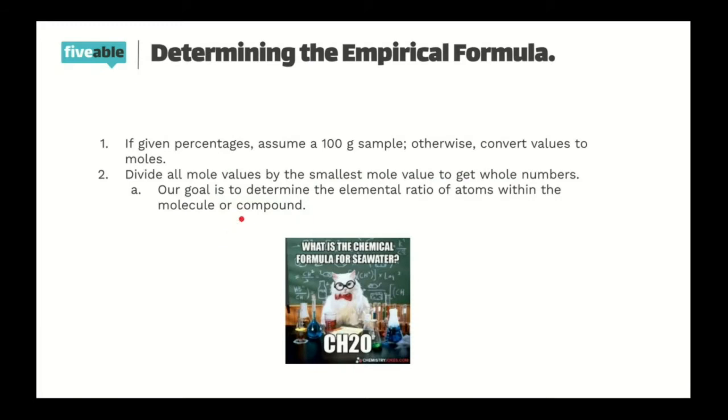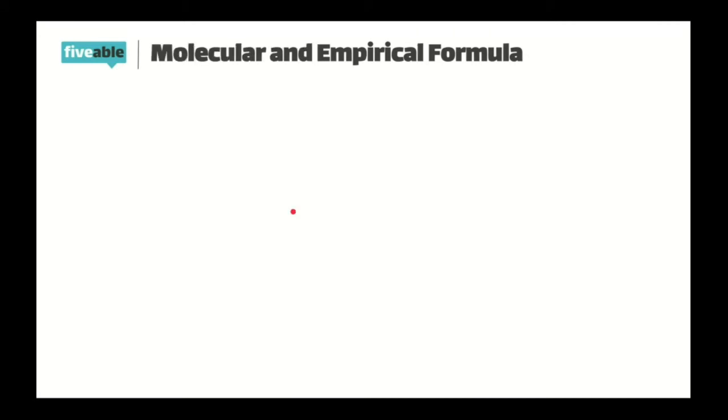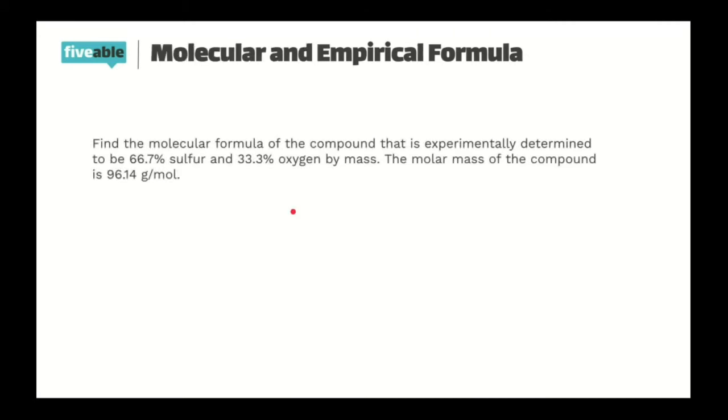So what we're going to do is look at a question that shows us how we can go about determining the empirical formula and then using that data to determine the molecular formula. That's what we're going to do today. Find the molecular formula of a compound that is experimentally determined to be 66.7% sulfur and 33% oxygen by mass. The molar mass of the compound is 96.14.